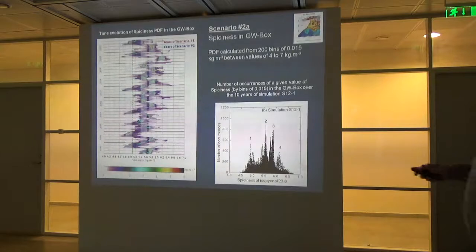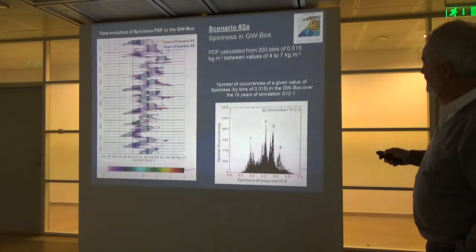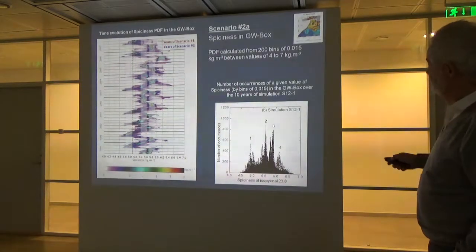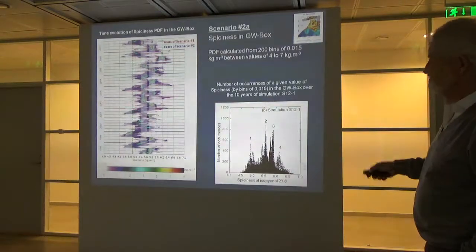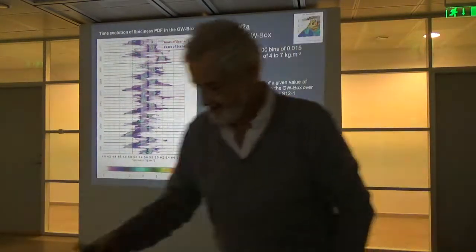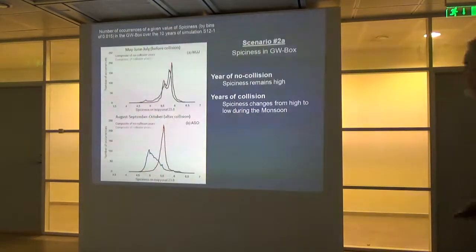But, okay. So we can see that when we have no interaction between the eddies, we don't have low spiciness values in this box. So the spiciness is a very good tracer of the interaction. And in fact, we can make composites of those distributions. We make a composite in May, June, July, before the collision happened. The collision happened at the end of July. And August, September, October, after the collision.